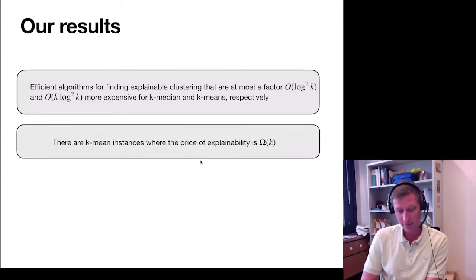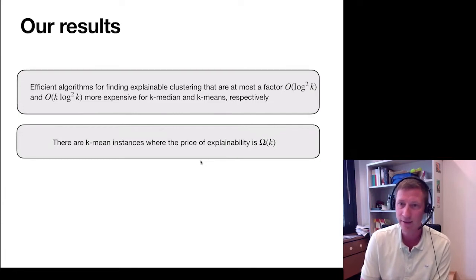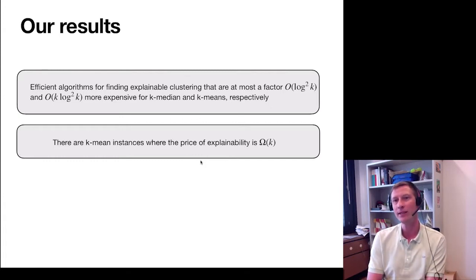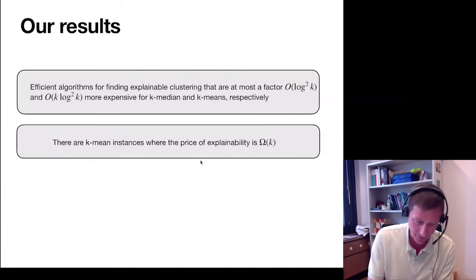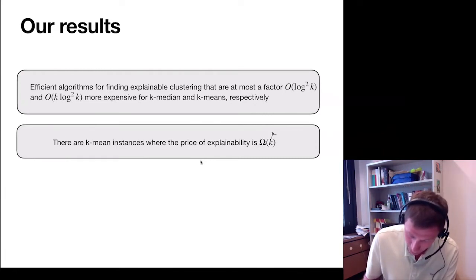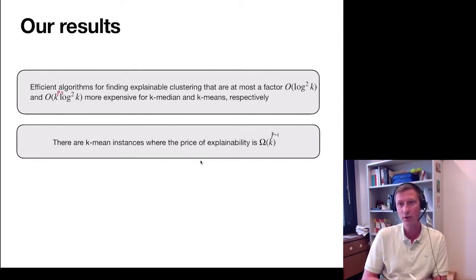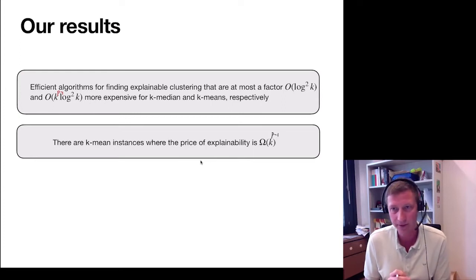And then we have improved lower bounds for k-means instances. The price of explainability is at least k. In fact, if you look at the L_p norm to the power of p, the price of explainability will be at least k to the power of p minus 1. And here you get the matching upper bound of k to the power of p minus 1, so it's basically tight up to log factors.